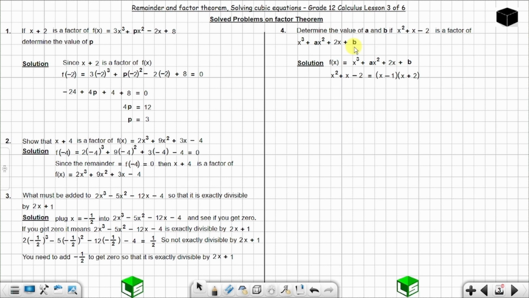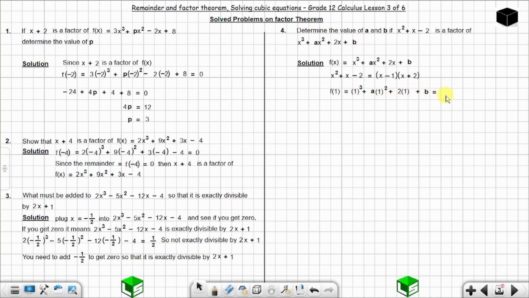Okay, let's create our first equation. We are going to plug in 1 to create our first equation, and we are going to plug in negative 2 to create our second equation. So we have f of 1. You plug 1 wherever you have x. So you have 1 to the power of 3 plus a times 1 to the power of 2 plus 2 times 1 plus b.